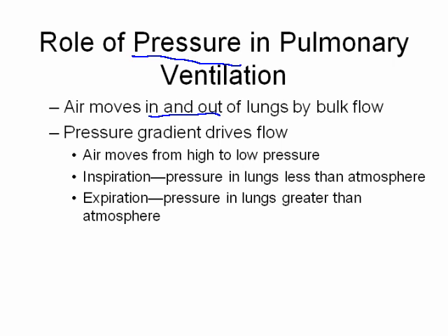So air moves in and out of the lungs by bulk flow, and it's the pressure gradient that drives this flow. So air moves from high pressure to low pressure. As we inhale, that is, as we expand the lung volume, we create an area of low pressure within the alveoli. And air then moves from the higher atmospheric pressure down into the lower pressure within the alveolus. So during inspiration, the pressure in the lungs, that is in the alveoli, is less than atmospheric pressure. And during expiration, the pressure in the lungs, that is in the alveoli, is greater than atmospheric pressure.